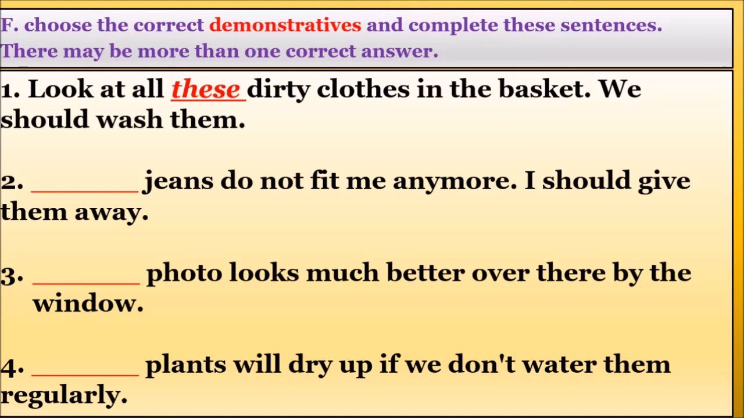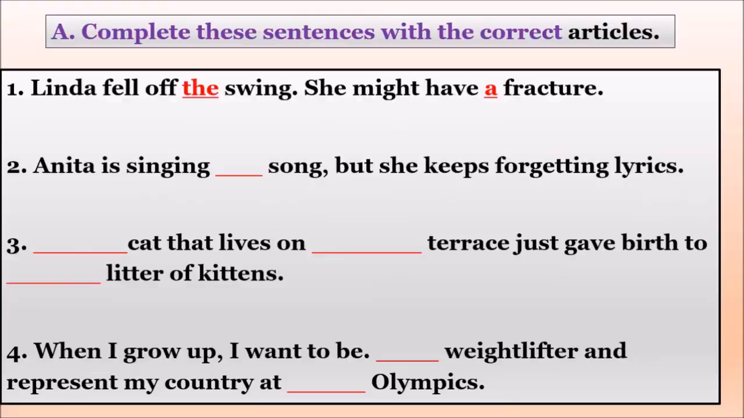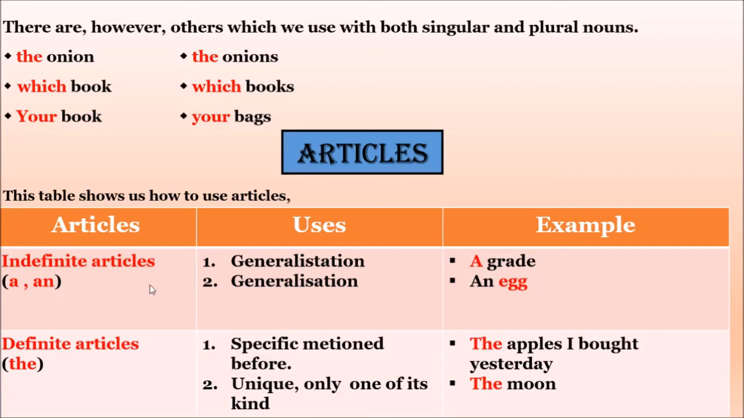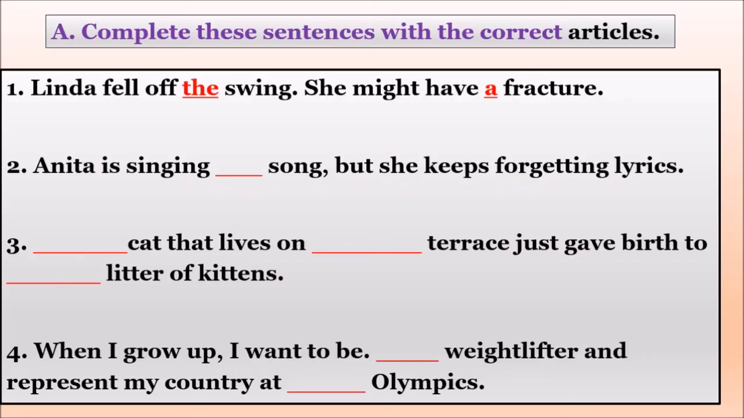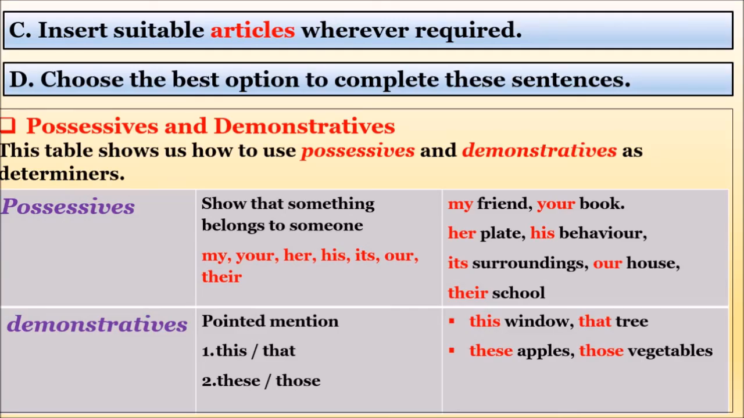So, today we have started ACE chapter 1, determiners. In that we have discussed the articles, and articles are of two types, definite and indefinite. Indefinite articles are a and an, and the definite article is the. And also we use zero articles when you are talking about a period, a festival or an occasion, like that. Later we have discussed possessives and demonstratives.